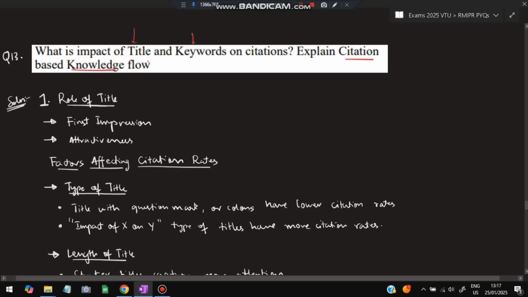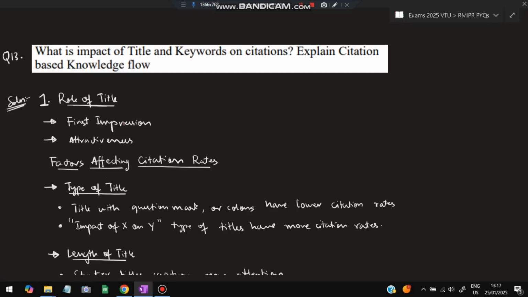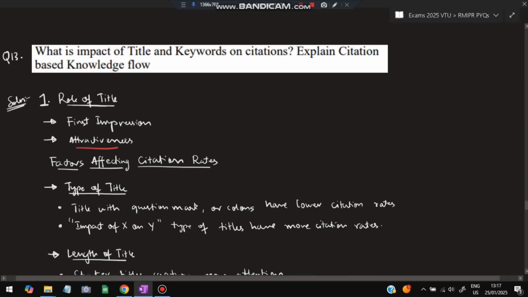The first is title. What is the role of a title? The title gives us the first impression. What is the paper about? Is it good or not? The first impression is a very important thing, because no matter how good the content is, if the title is not good, people may not prefer to read it. And attractiveness: the more attractive the title is, the more chances that people will read it. So how does the title affect citations?